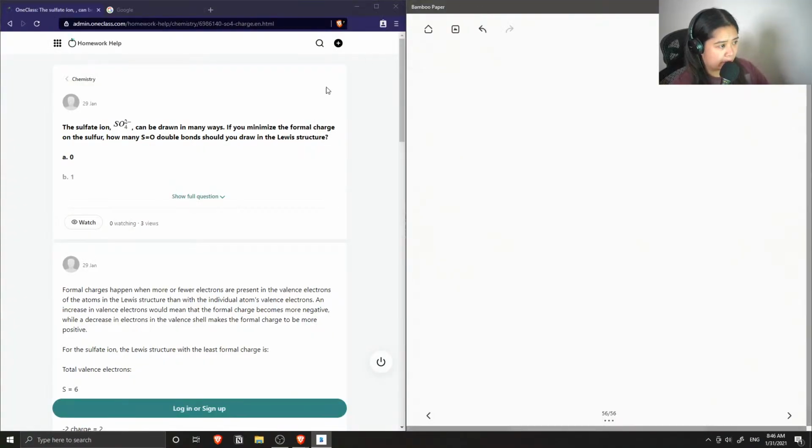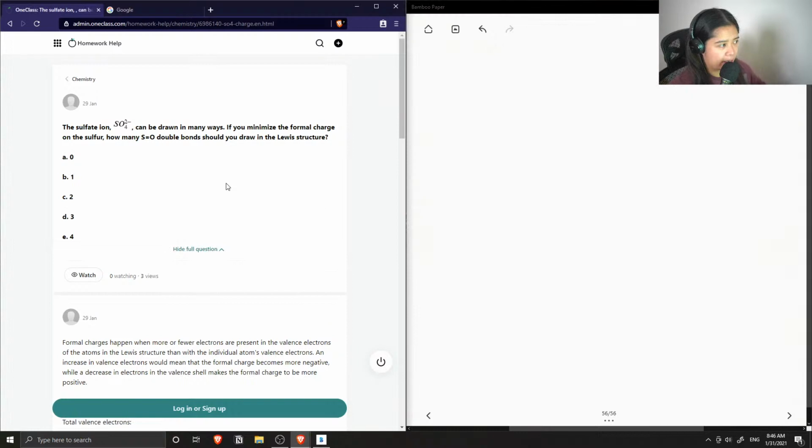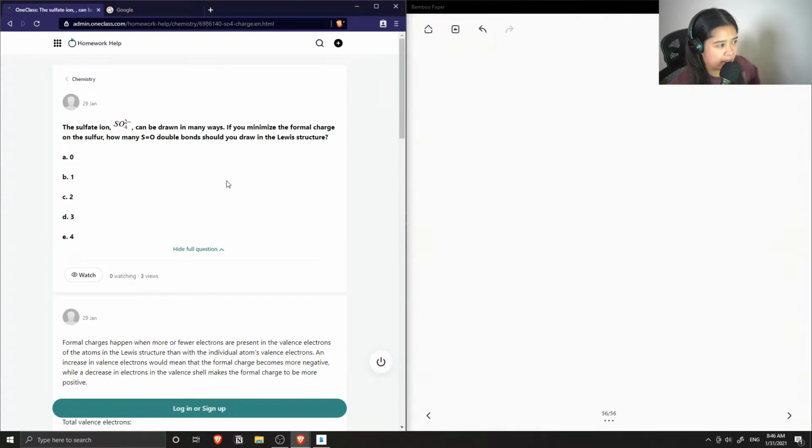Okay, so question 1 says that the sulfate ion SO4 2- can be drawn in many ways. If you minimize the formal charge on the sulfur, how many sulfur-oxygen double bonds should you draw in the structure? Okay, so let's start off by drawing a Lewis structure of the sulfate ion.